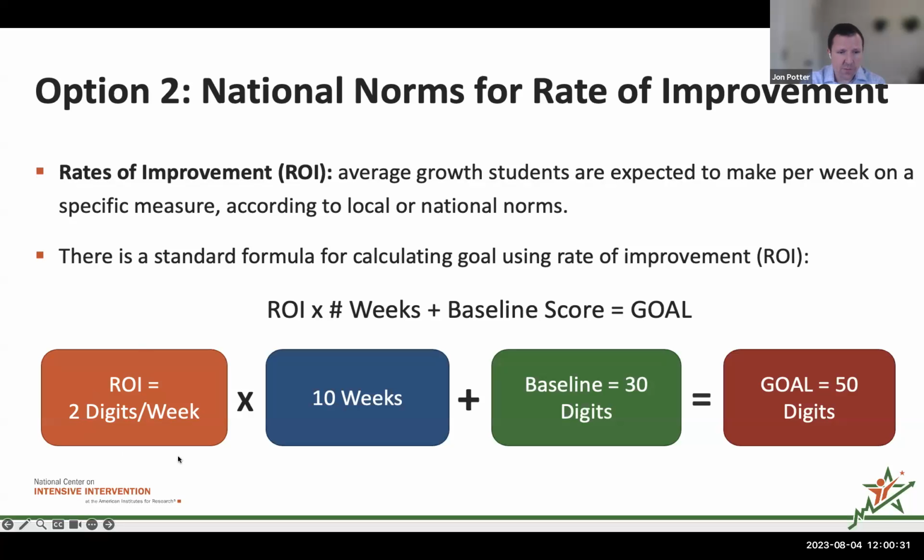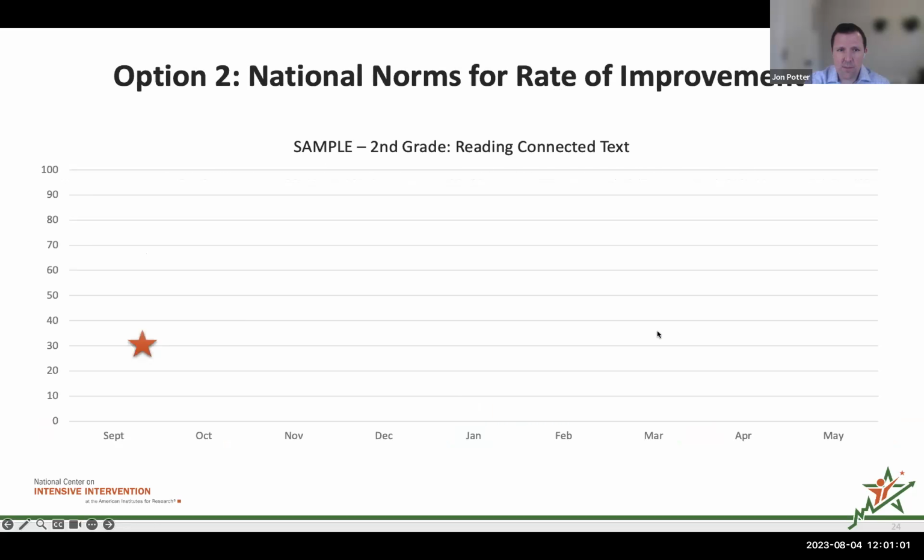So for example, if we find that at second or third grade, students on average grow 2 digits per week on a math probe, we know that's the average. Our intervention is going to run for 10 weeks. We multiply 2 digits a week times 10 weeks, so 20 digits is what we want them to grow across the 10 weeks. We add that to their starting baseline, which in this case is 30. We say we want the student to end at 50 digits correct. If they grow at that typical rate, that's completely doable, it's realistic, that's where they should end up.